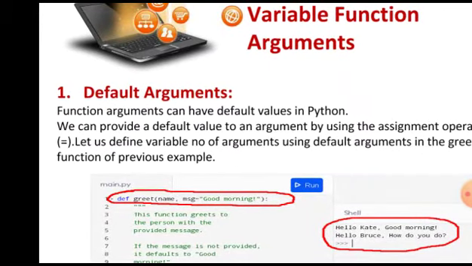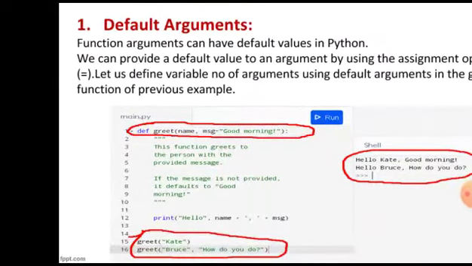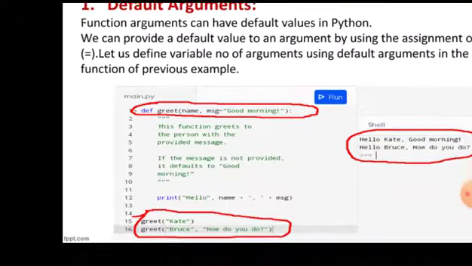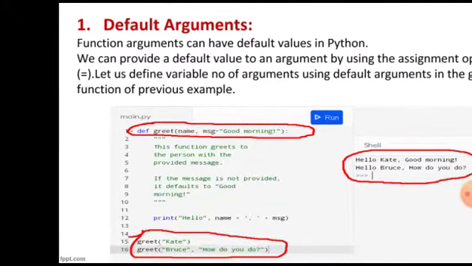So here we are defining variables. This is one way of defining variable number of arguments. Why is it a way? Because once we define a default argument here, it is not necessary to pass all the values while calling any function.